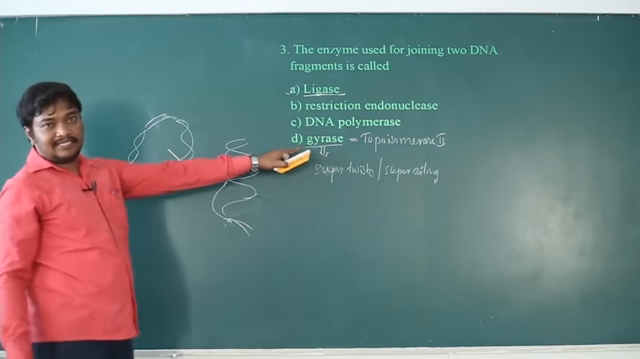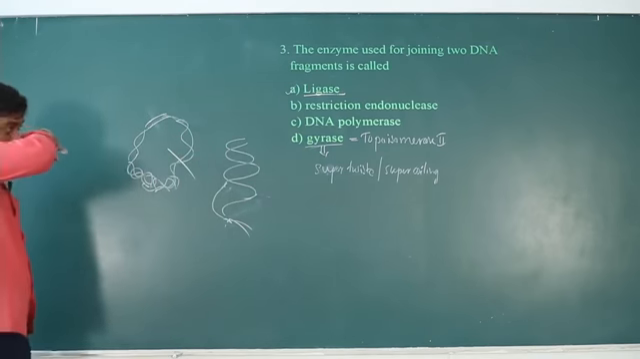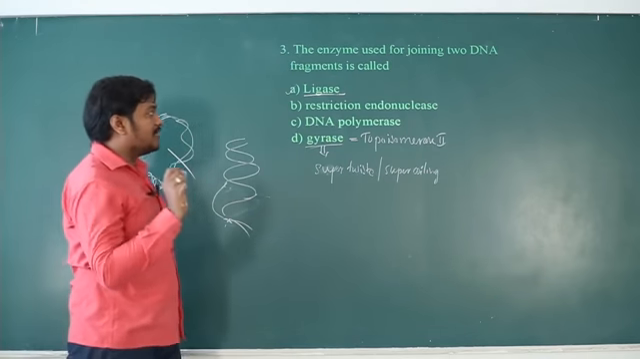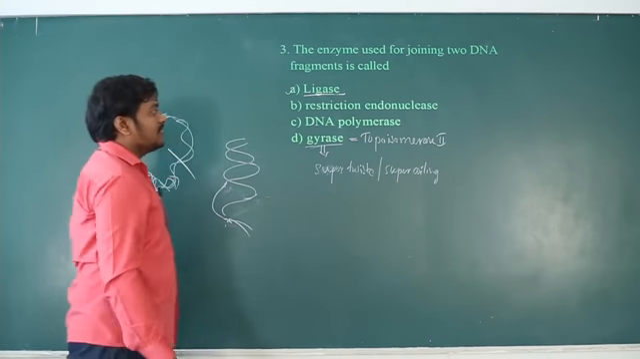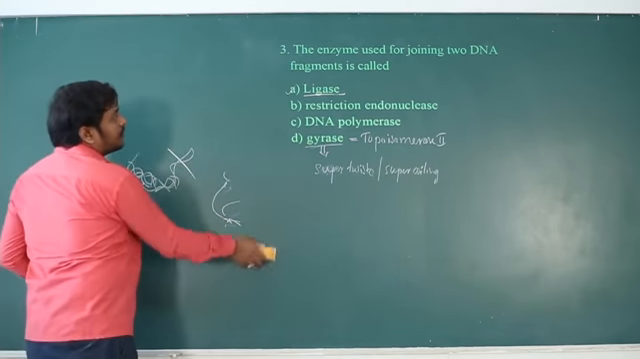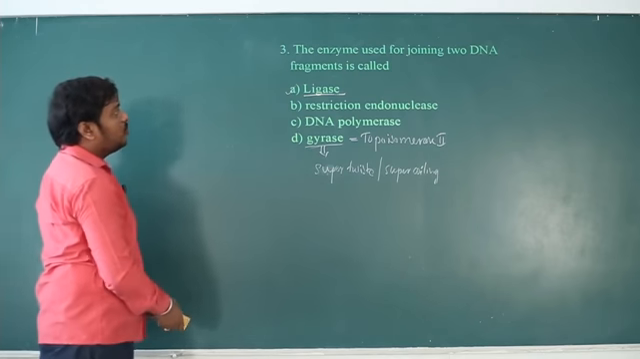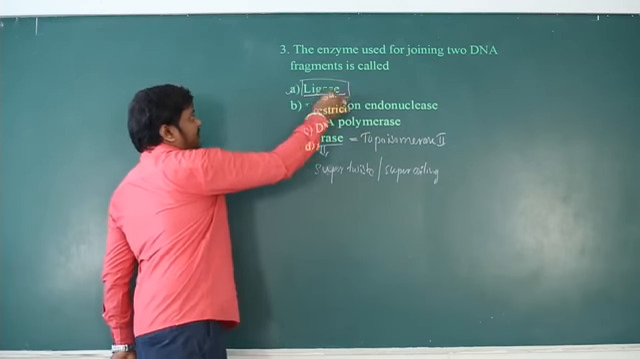So that is gyrase enzyme, called topoisomerase 2. Helicase enzyme is topoisomerase 1 whereas gyrase is topoisomerase 2. Okay. So the enzyme used to join the two ends of DNA is ligase.